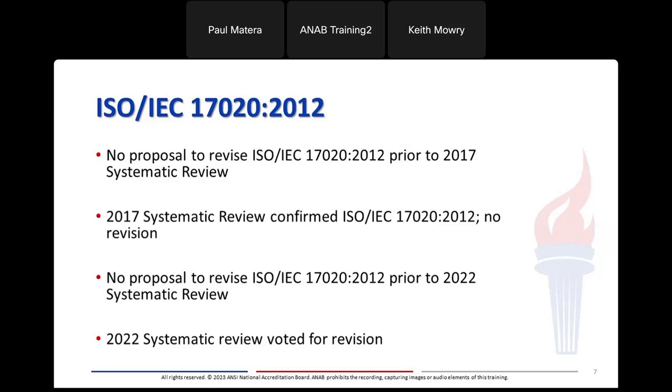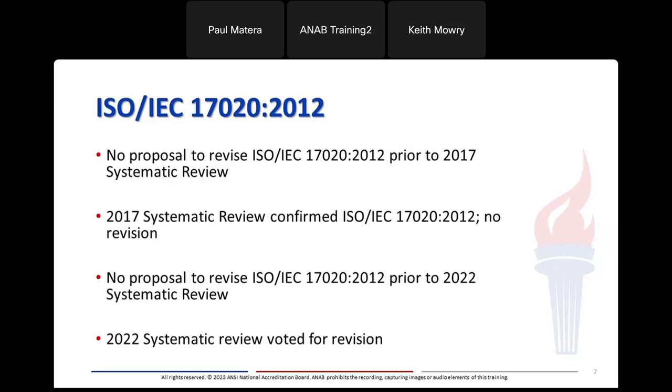So 17020 was published in 2012, and that was actually a revision of the first edition of 17020, which was published in 1998. Preceding 17020, ISO published Guide 39, both initially in 1983 and as a revision in 1988. So ISO has been developing a standard or a guide for inspection bodies for really quite a long time.